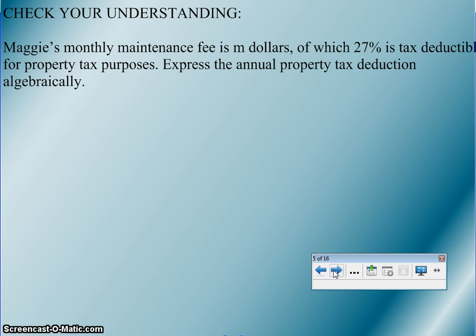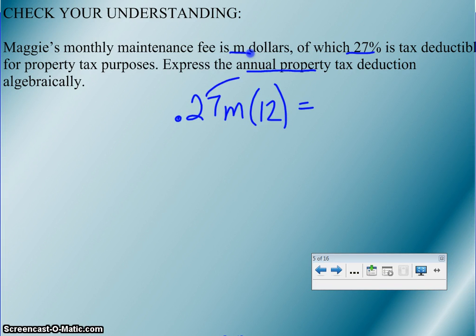All right, Maggie's monthly maintenance fee was M dollars. 27% of those M dollars went to taxes. Express the annual property tax deduction algebraically. So the question reads just the same as the question we just did. So 27% as a decimal is 0.27 times whatever that monthly payment is, and then we multiply that by 12 to get from 1 month to a year. If we go ahead and distribute that through, we end up with 3.24 times M. Either one of these answers algebraically is correct.